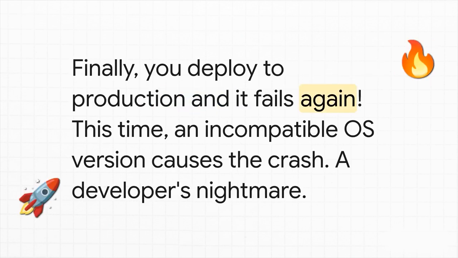Okay, so you finally fixed that, get it past testing, and now it's time for the big show, production. And it fails. Again. But get this, it's for a totally different reason. This time, the production server is running a slightly different version of the operating system, and a core part of your app just isn't compatible. This exact mess is the problem Docker was born to solve.